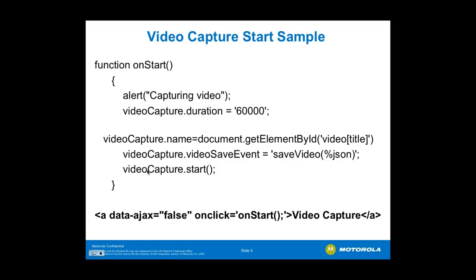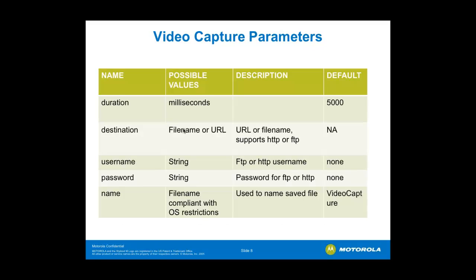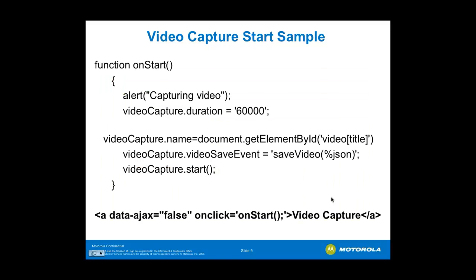You could do this with as little as just calling video capture start. You'll get a duration of 5,000. You'll get a name of video capture. That's the default that we show here. If you just call it with no parameters, that'll be the name here, and you wouldn't get a callback event installed if we had just called start. So it's quite easy to use.